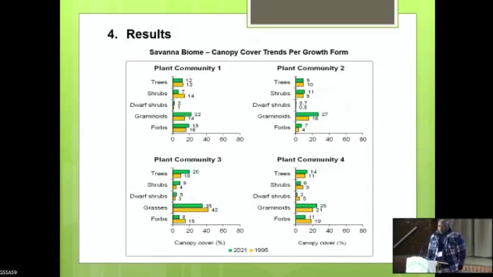The trends of the growth form also show that the woody layer in the grassland was more stable, as we can see in communities 1, 2, as well as community 4. But in community 3, there was variation, where some trees declined, and some of the forbs and some of the shrubs came in.